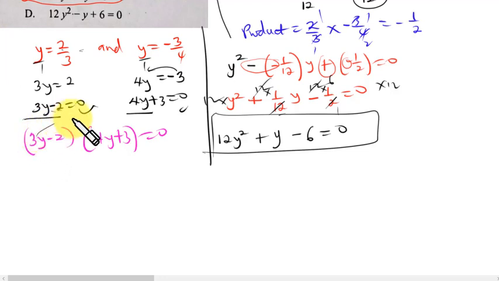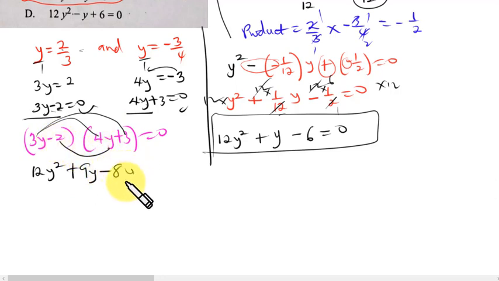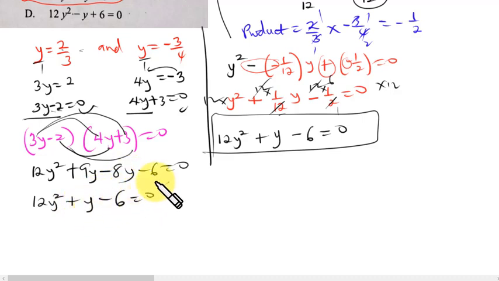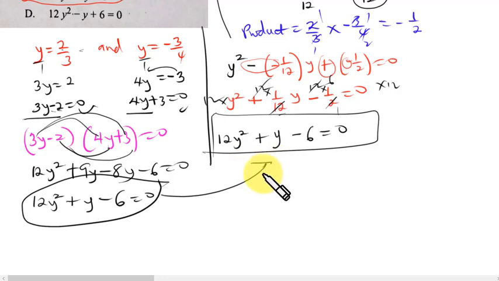I will do some expansion here. This times that, 3 times 4, 12, y times y, y squared. Then this times that, 3y times 3, 9y, okay? Negative 2 times 4y, I have negative 8y. Negative 2 times 3, I have negative 6, okay? So I have 12y squared, 9y minus 8y, I have plus y, then I have minus 6. So I get the same thing here, 12y squared plus y minus 6.